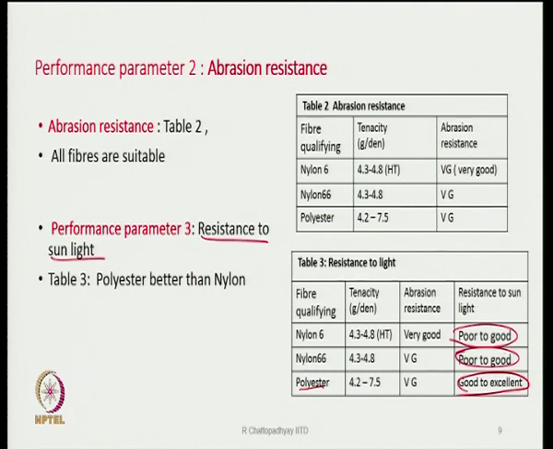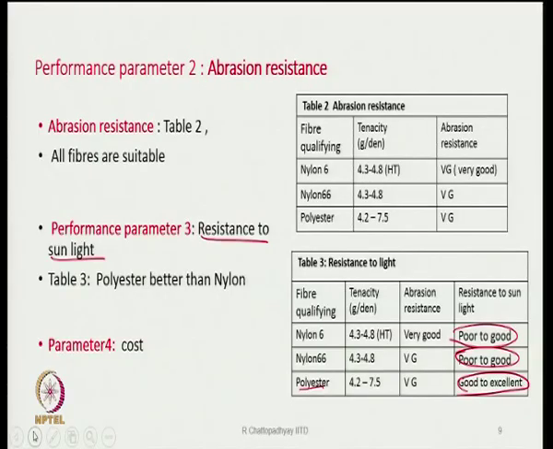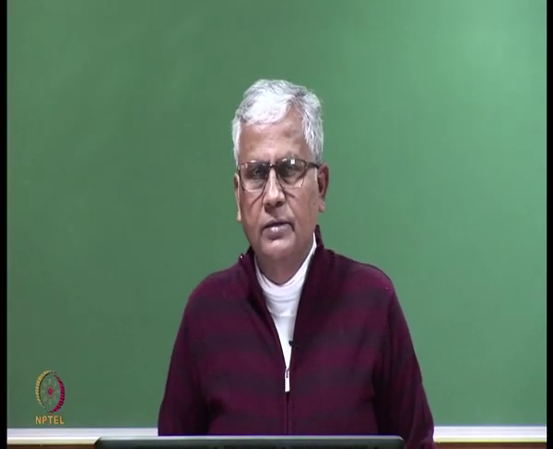Therefore, from the performance criteria, resistance to light or sunlight in this case, we can say polyester is scoring over nylon. So, that way polyester is a little better. The next one that comes to mind is the cost part finally. Obviously, we have to see how much we are going to lose if we choose material A or B or C in terms of its performance, and how much we gain in terms of cost. So, cost will also always be a deciding factor while we decide the right material.